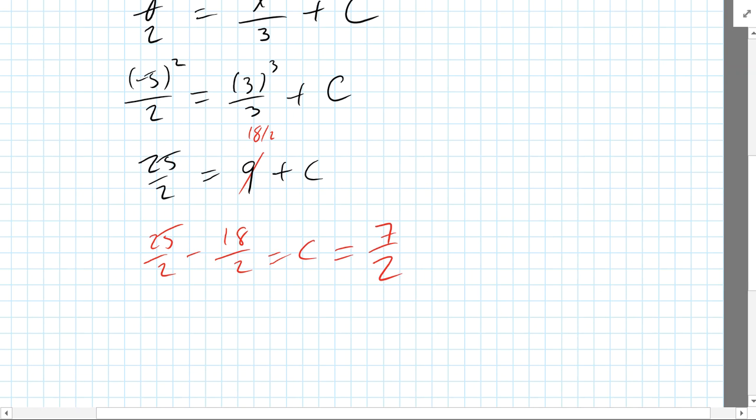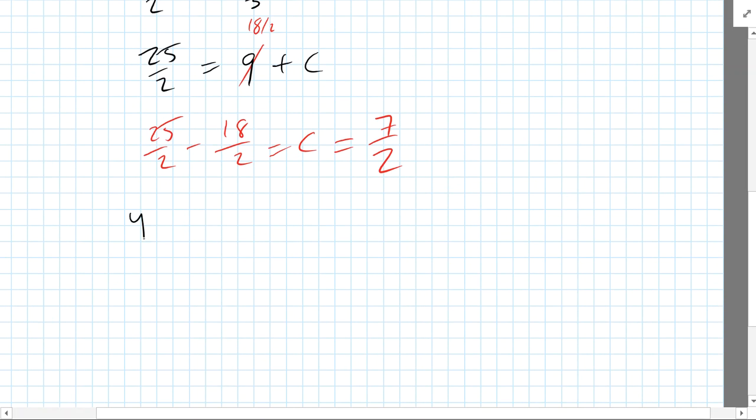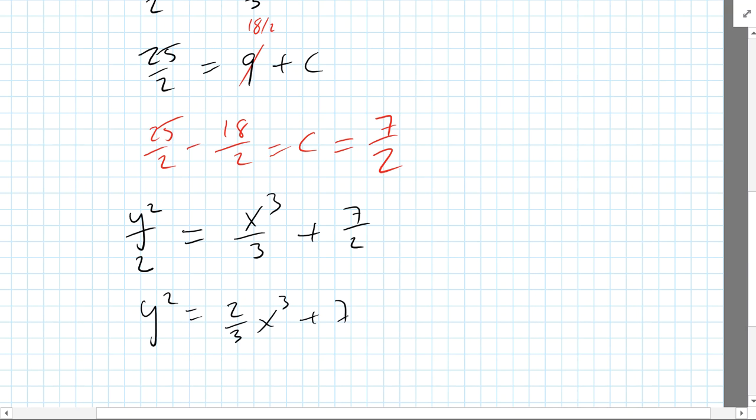Right? So what's my equation? You haven't finished yet until you plug it in. So it's y squared over 2 equals x cubed over 3 plus 7 halves. Right? So first we're going to multiply everything by 2 to get rid of this 2. So y squared equals 2/3 x cubed plus 7.